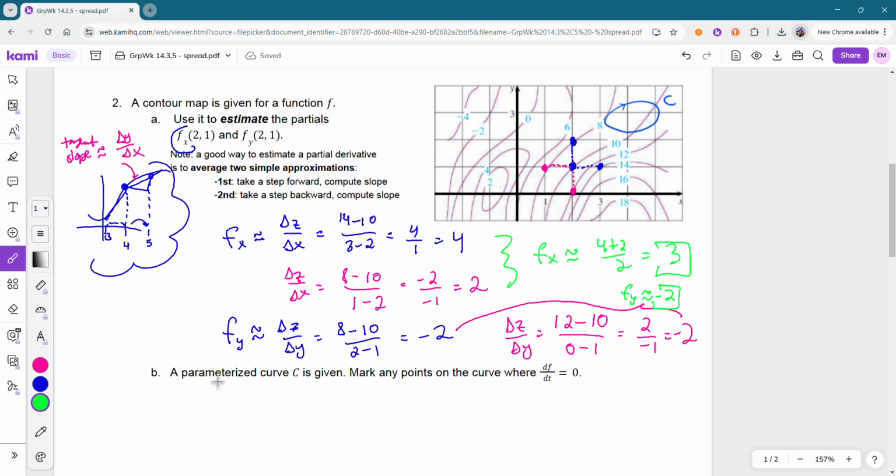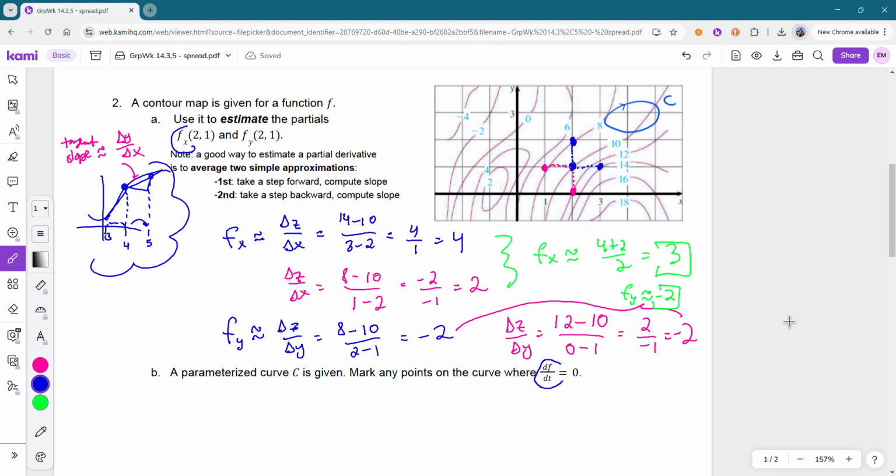All right, this next question is asking about this parametrized curve that we can see in the graph. We can see that we're moving this direction, and again the idea here is that we are on top of this hillside, and this is showing us our hiking path as we move along this hill. And we're wanting to find these points where df/dt is 0.